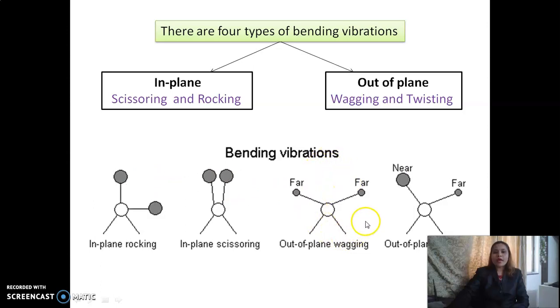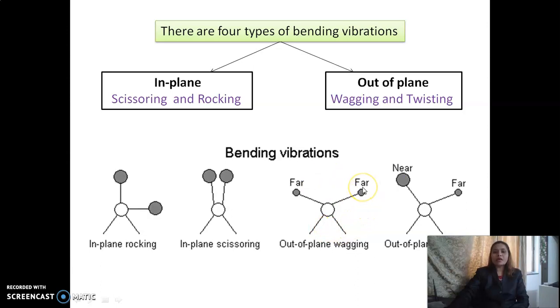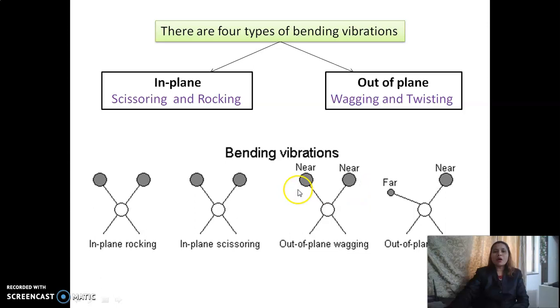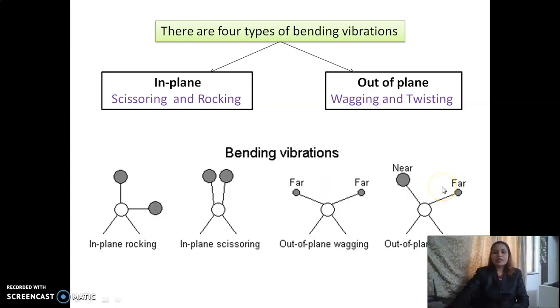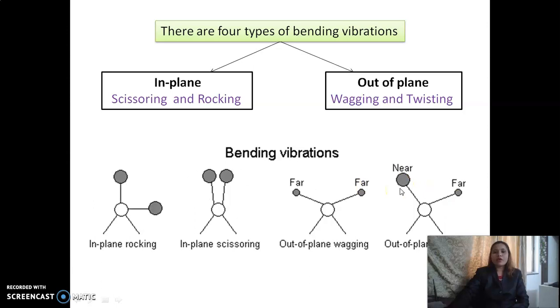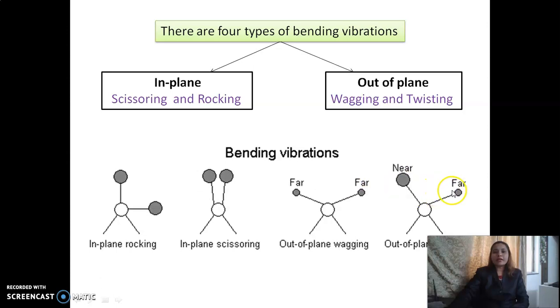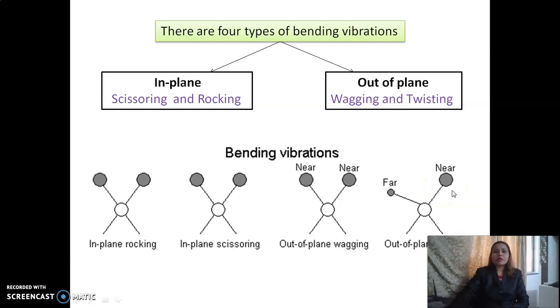Now, wagging. The wagging vibration is an out-of-plane vibration. Both the atoms go far or near at the same time. In case of twisting vibrations, one atom goes far, another atom goes near. So in this way, the vibration takes place. So these are all about the bending vibrations.